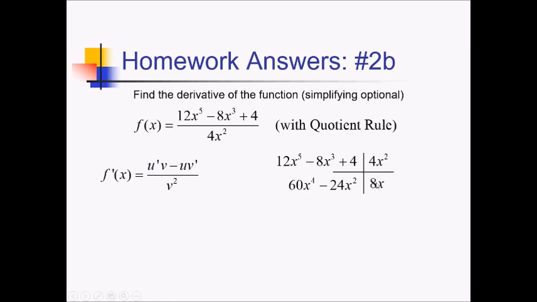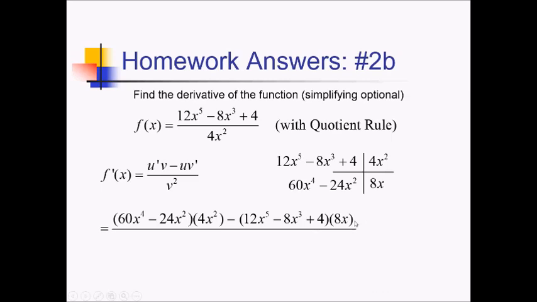Using my ribbon now to put everything together, we've got the lower left here times 4x squared. And then we're going to be subtracting this huge trinomial times 8x. All of that over 4x squared squared. Again, I'm not going to simplify if they're not requiring it. Let's just leave it at that and call it a day.